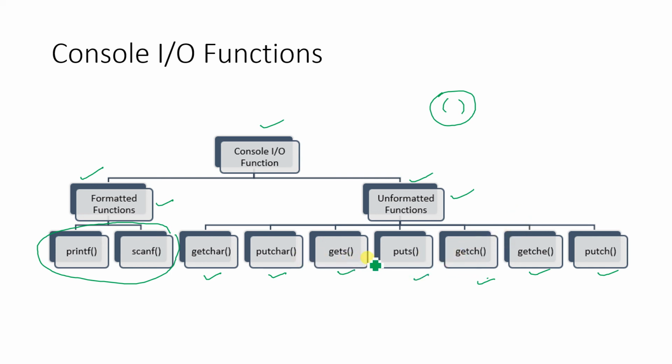Some of these functions are defined in another header file, like getch and getche, which are defined inside the header file conio.h, which stands for console input output. So while you are solving problems using getch or getche, don't forget to include #include <conio.h>.